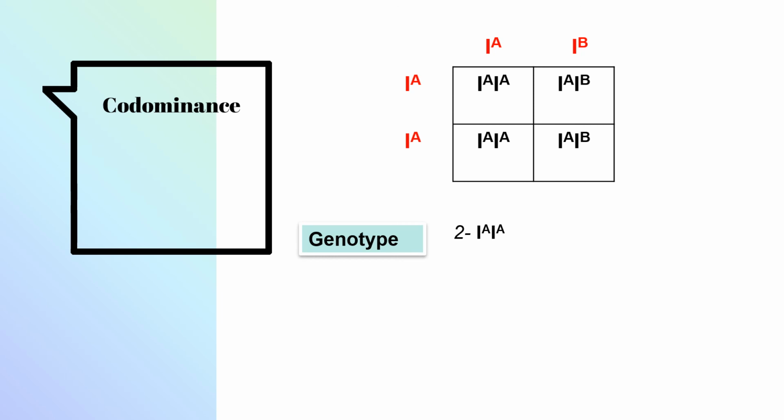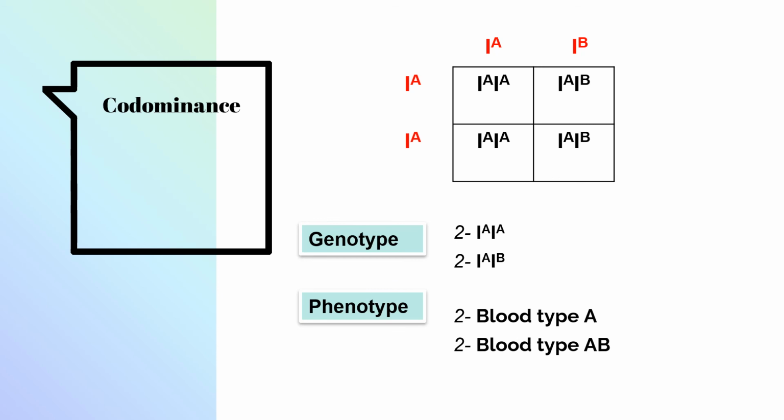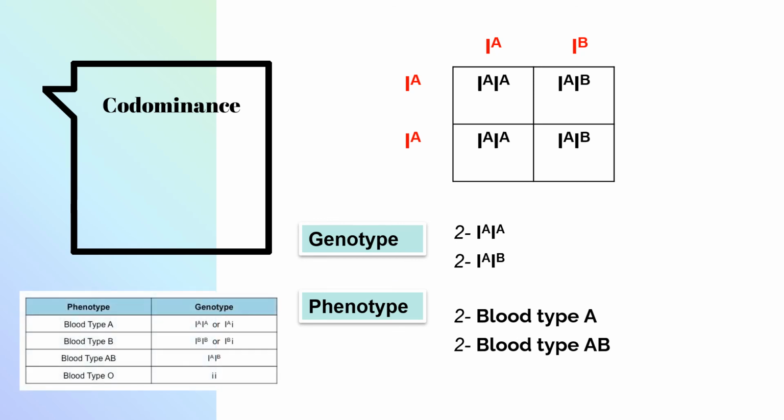So the resulting genotype would be 2 IAIA and 2 IAIB. So what does it mean? We have here two blood type A and two blood type AB. Where did we get the phenotype? Again, we base it from the given table or legend.